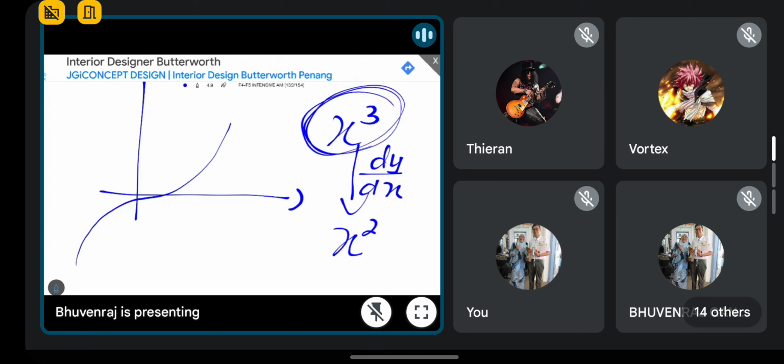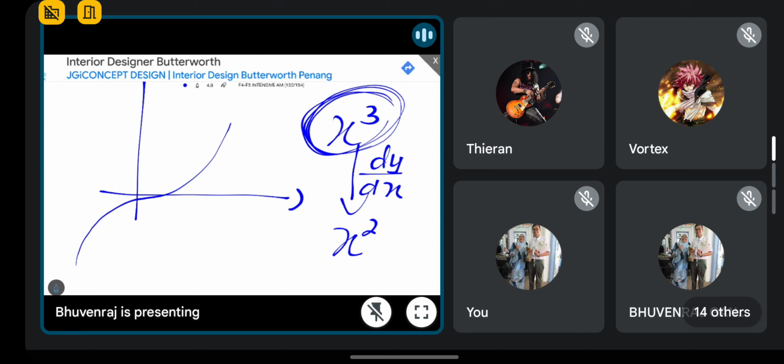Power 4 kamu tak akan jumpa dalam SPM. Sebab bila kamu bezakan power 4, you will get power 3. Power 3 kamu tak tahu macam mana nak selesaikan. Okay, you all never learn to solve cubic equation yet. So x power 3, this is the limit untuk syllabus. Always. Okay, so can I ask you guys, how many turning point we have over here?